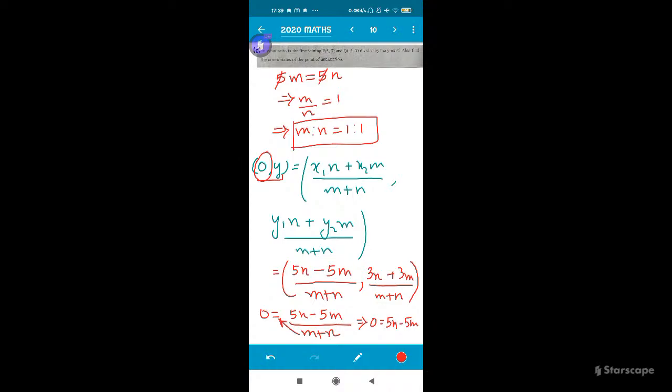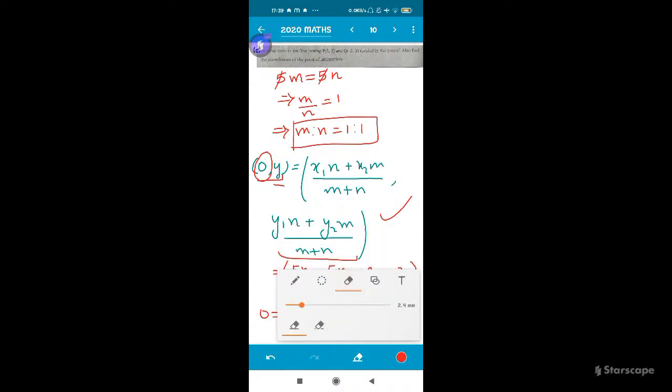I hope this is clear till here. Now we are going to find out the coordinates of point A, the value of y, using the same formula. We are just going to compare y with the second part of the coordinates now. Because now we know the value of m and n, we can easily find out the value of y. So I'm just going to erase this part.